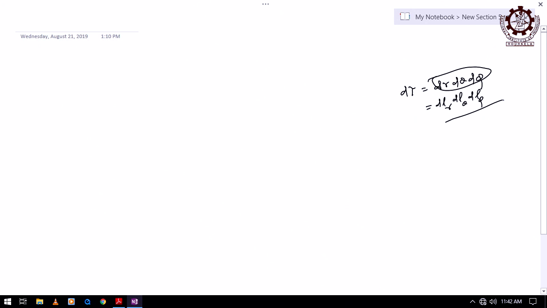Then what will be the value? How can you represent that? This will actually be dl_r, dl_theta, dl_phi. They are lengths, not angles. To get the volume, you need the length, but one is related to r, another to theta, another to phi. This is wrong actually. You write this in terms of lengths to get the volume, right? So this dl_r corresponds to r, this corresponds to theta, and this corresponds to phi, right?